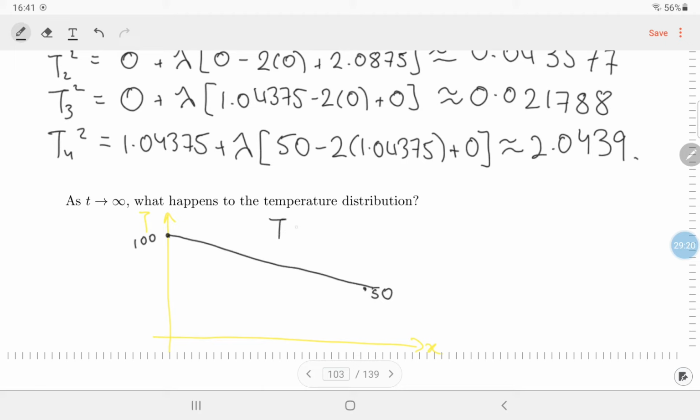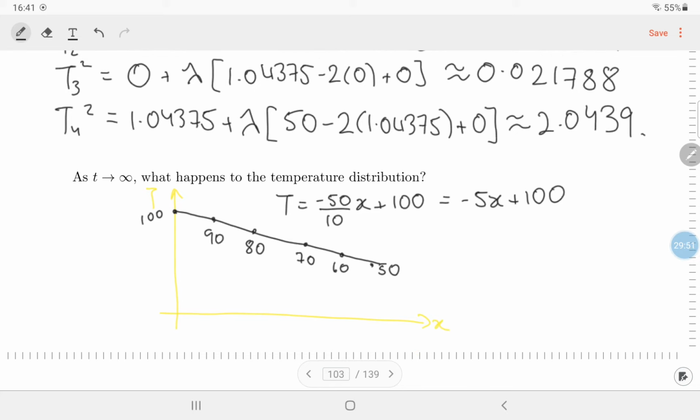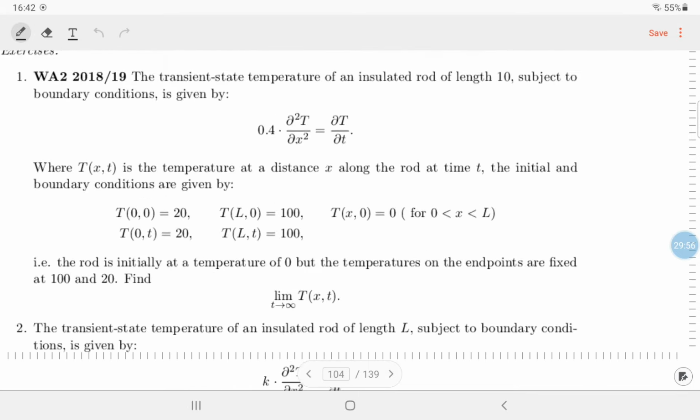So t is equal to m x plus c. So the slope is the rise over the run. The rise is minus 50 and the run was 10, so that's minus 5. And c is 100. So it's minus 5x plus 100. So we're looking at x equal to 2, which should give us 90. X equal to 4, which gives us 80. X equal to 6, substitute into that, you'll get 70. And this one you get 60. So it decreases at a constant rate. So that's how you calculate the equilibrium temperature. Okay.